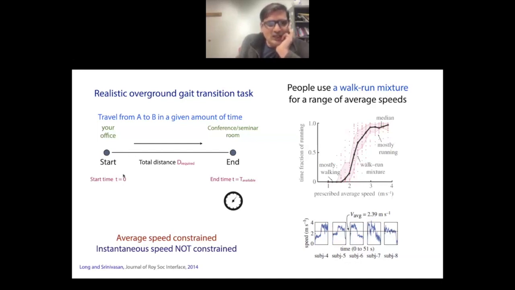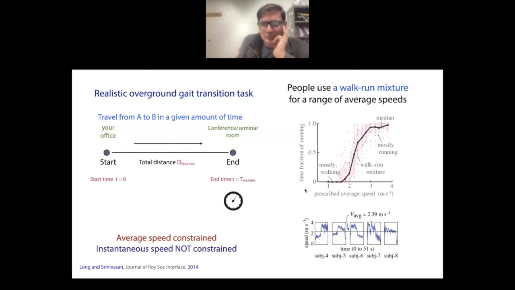So what do people do? What would you want to do? If someone gives you a lot of time to go from A to B, you might just walk all the way. If people give you very little time to go from A to B, you might just run all the way. In fact, that may be the only option available. What happens when you give someone an intermediate amount of time? Okay.